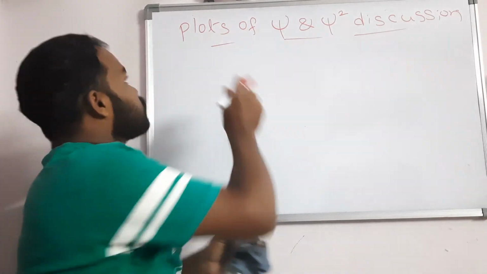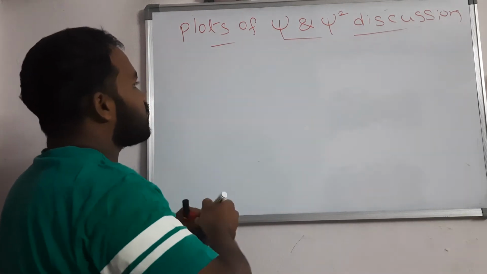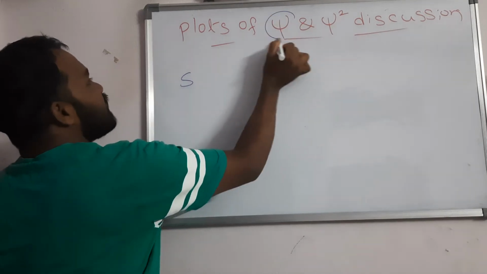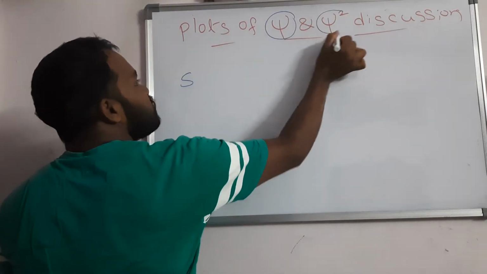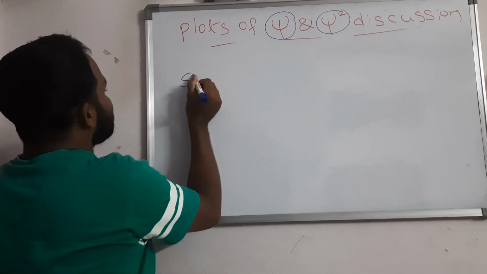So now I am going to start the discussion of plots of psi and psi square. Before entering into this topic, you should know some basic concepts. What is meant by psi? Psi is the wave function. Psi square is the probability of finding the electron.